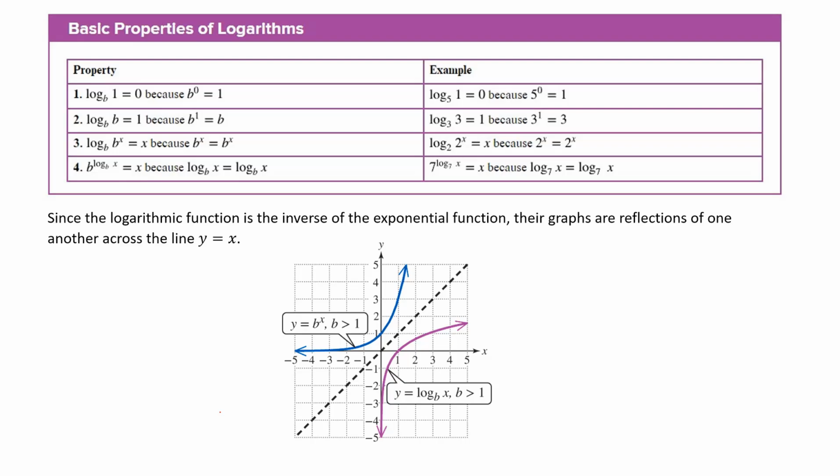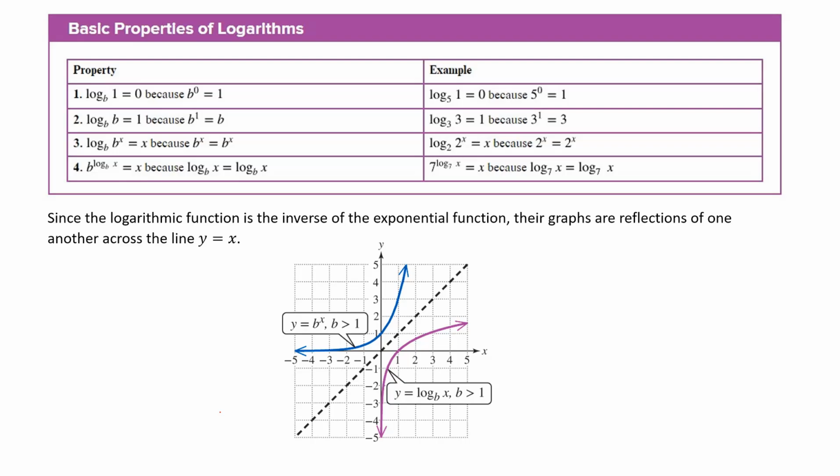b to the 1 is b. Number 3, log base b of b to the x is equal to x, because what exponent would you put on b to get b to the x? And that would be x. b to the x is b to the x.